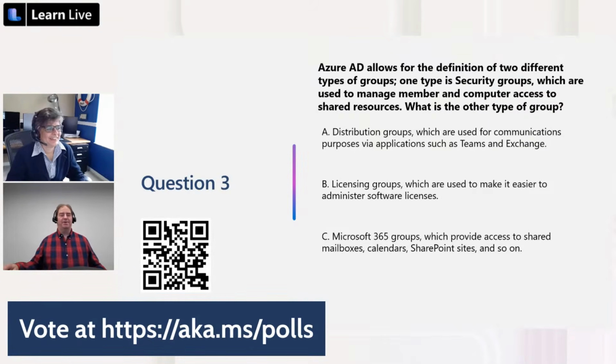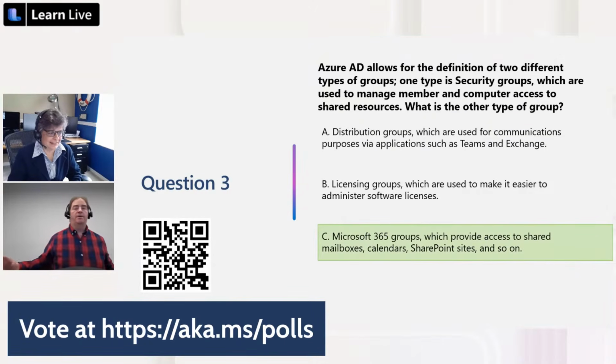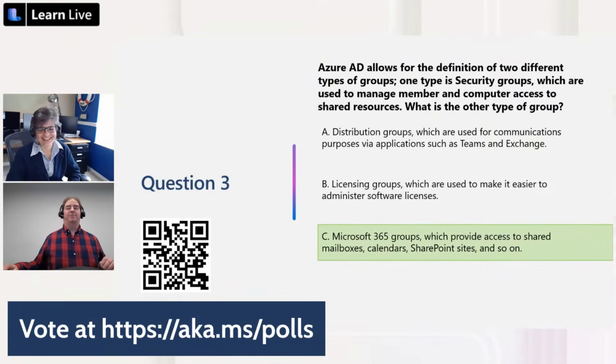The answer, of course, is M365 groups. You may also have heard of them called distribution groups historically. That is why we put that in there. Yes, we were intentionally trying to trick you in that particular scenario.